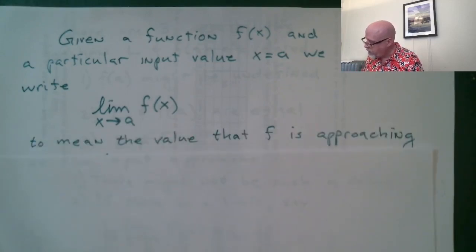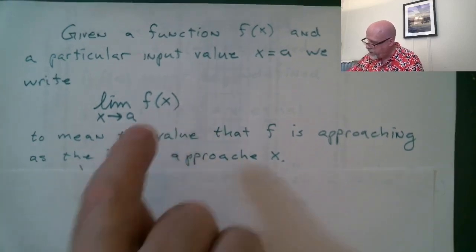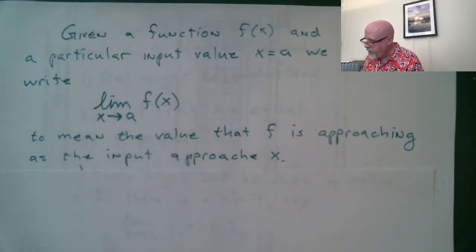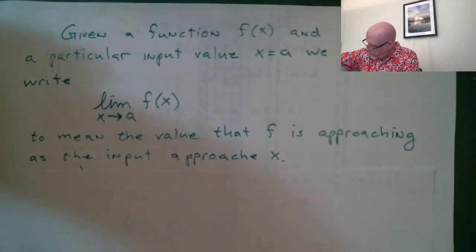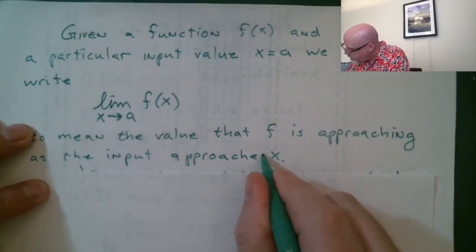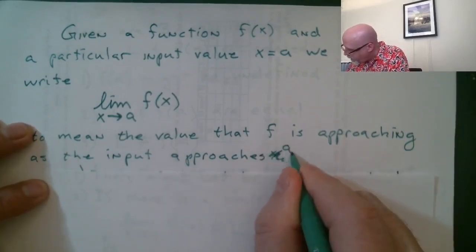So that's what it means. That expression, lim as x goes to a of f of x, means the value that f is approaching as the input value approaches a. That's right. Not x, but a.